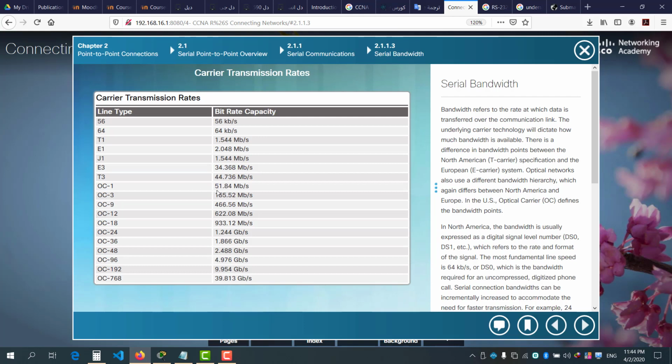It starts from 51.84 megabit per second, and the next version is, as you can see, 155.52 megabit per second, and there's OC9, OC12 up to OC768, which has measurements in gigabit per second.